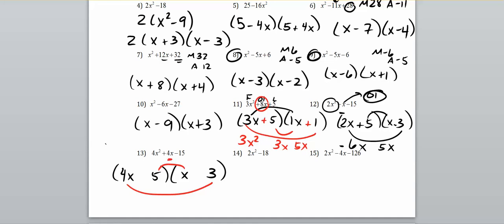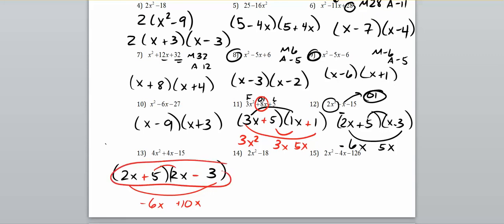All right, so I'm going to give up on that one and say, okay, let me try. I'll leave the 5 and 3, but instead of 4x and x, let's try to do 2x times another 2x. So now my OOIs would be 6x and 10x. Well, would 6x and 10x get me 4x? It would if this was positive and this was negative. So the 10x I need to make positive, the 6x I need to make negative. So my final answer would be 2x plus 5 and then 2x minus 3. So that would be my final solution.